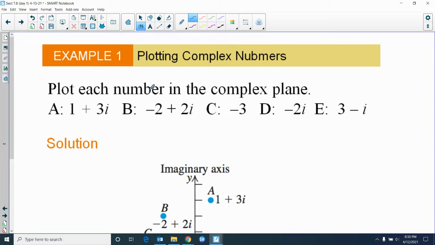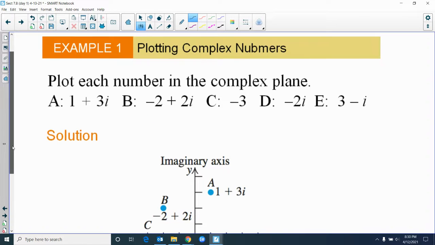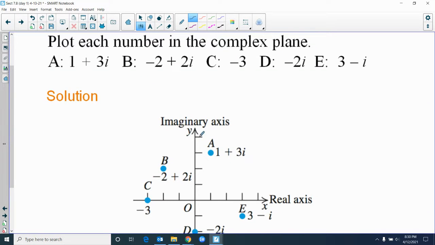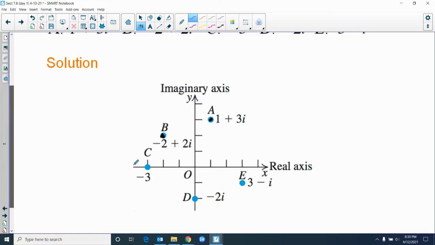Now it says plot each number. They're already plotted for you, but just make sure they make sense. 1 plus 3i: you just go over 1, up 3. Negative 2 plus 2i: go over 2 to the left, up 2. Negative 3 is a real number, so it goes on the real axis, and that x-axis will cover all the real numbers. You can also think of it as negative 3 plus 0i. You would have 0 as the imaginary part.